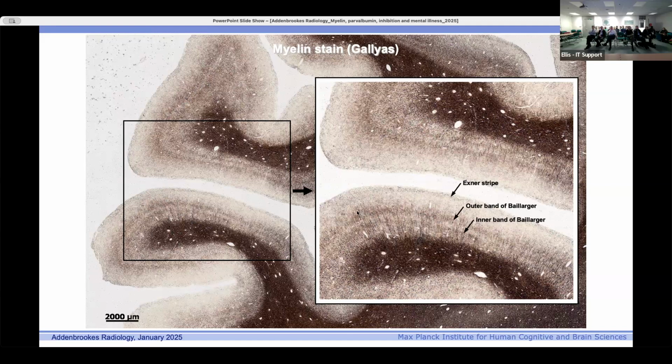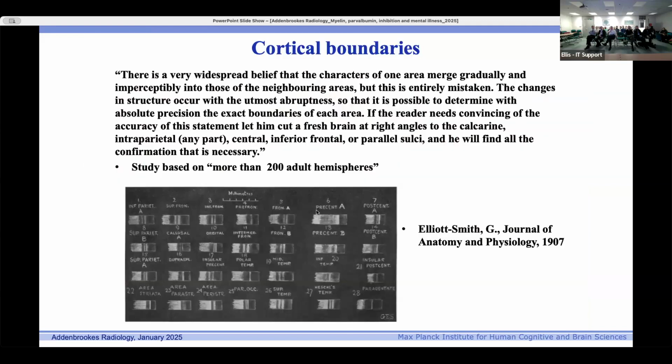So what's it doing? Why is it there? Why does it come in layers? And more particularly, why do those layers vary from one cortical area to the other? Elliot Smith, who was a neurosurgeon at the beginning of last century, in Cairo actually, studied the myeloarchitecture of cadaver brains that he found very easy to get hold of in Cairo.